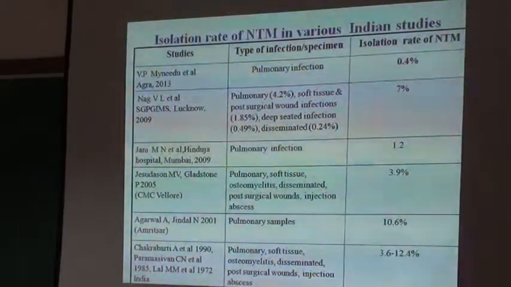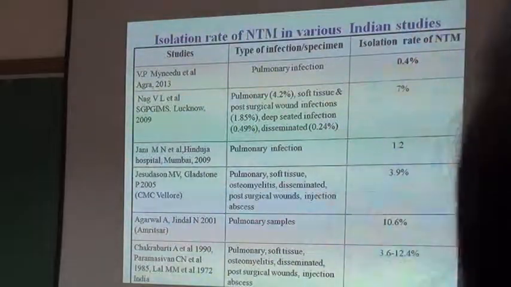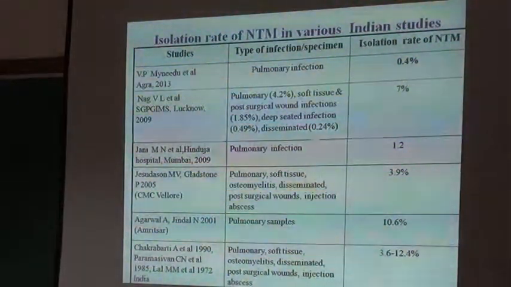And these are the isolation rates of NTM infection in Indian studies. One study is from SGPGI Lucknow. The isolation rate of NTM was about 7%, out of which pulmonary infection constituted the major part, about 2%, followed by soft tissue and post-surgical wound infection, about 1.85%, and deep-seated infection, 0.49%, followed by disseminated infection. Similarly, a study from CMC Vellore showed a 3.9% isolation rate of NTM infection. Similarly, a study from Amritsar showed 10.6% infection.